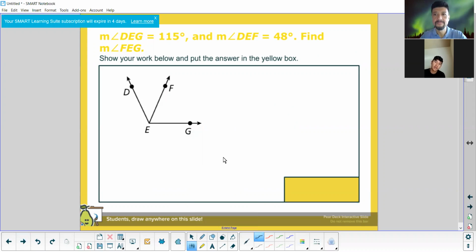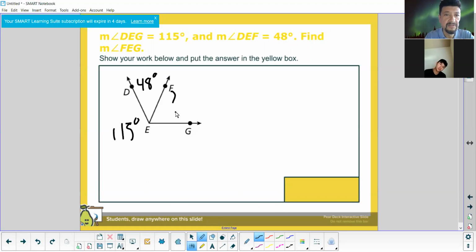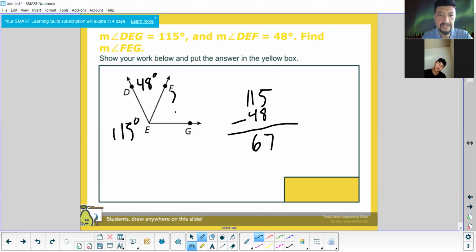The measure of DEG equals 115. And the measure of DEF equals 48. Find the measure of FEG. Yeah. So this is 115 degrees, basically the outside, right? DEF is 48. And then this is the unknown. So what do I do to solve this? You subtract 48 from 115. And we'll come to discover that it's 67 degrees. Okay, so this means that this is 67 degrees.